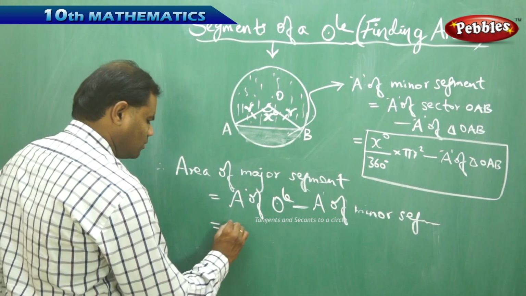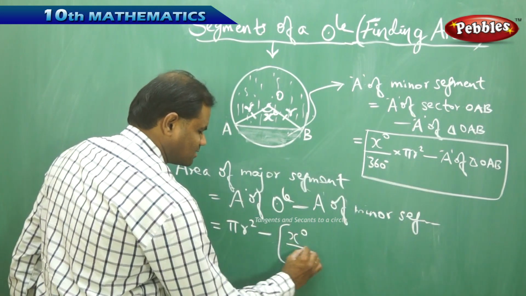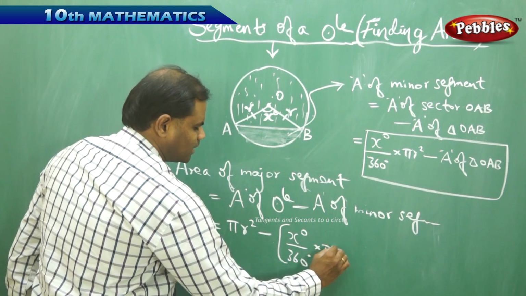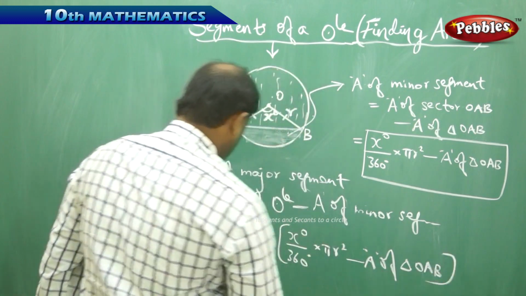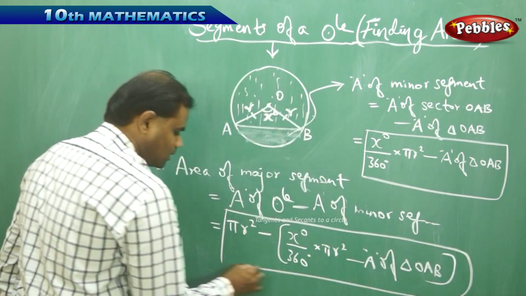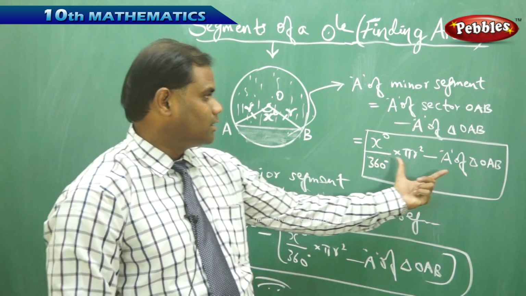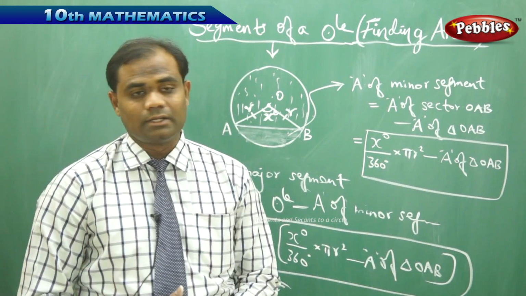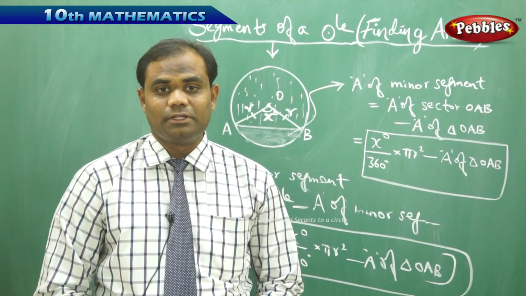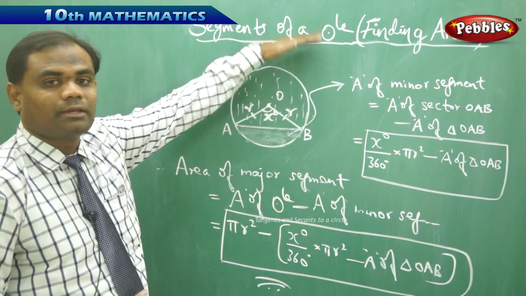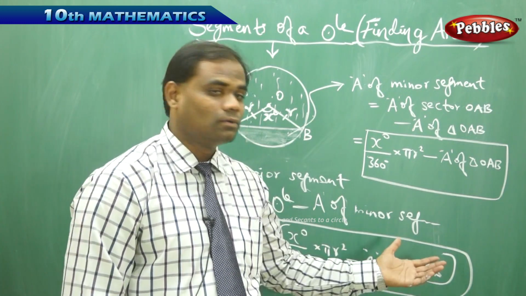But area of circle we already know is pi r square, minus area of minor segment, which I already calculated to be x by 360 into pi r square minus area of triangle OAB. That is what I get as the formula for area of major segment. Therefore, with these two basic formulae for area of minor segment and area of major segment connecting the circle and the triangle, we can find, for any situational problem, the segment which is minor and the segment which is major, finding the areas through the sector concept. This is how the formula is derived.